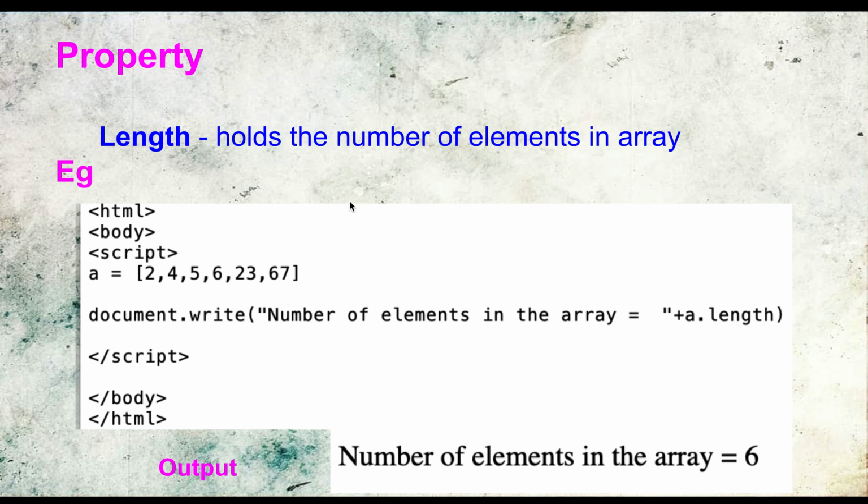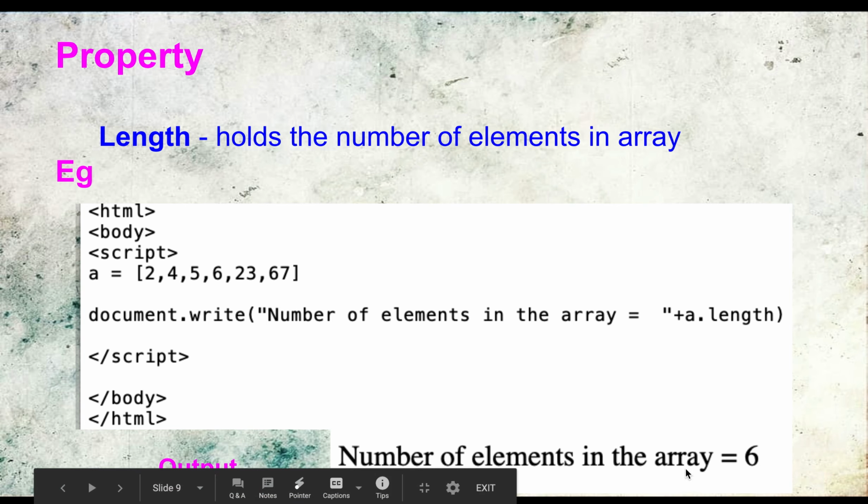Next is about the array object's property. Only one property is mentioned here, that is the length, which holds the number of elements in the array. Example is done here, and here the array has been created using literal notation, that is the square brackets. Within square brackets the elements are mentioned, and when you use dot length, it will display the number of elements in the array, as you can see in the output. There are 6 elements in this array, so the output is 6.